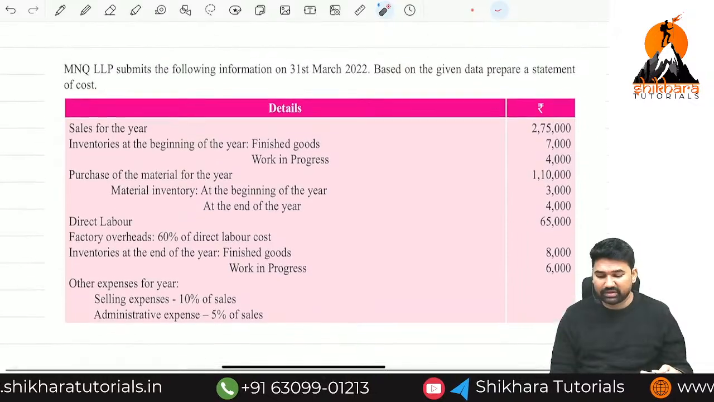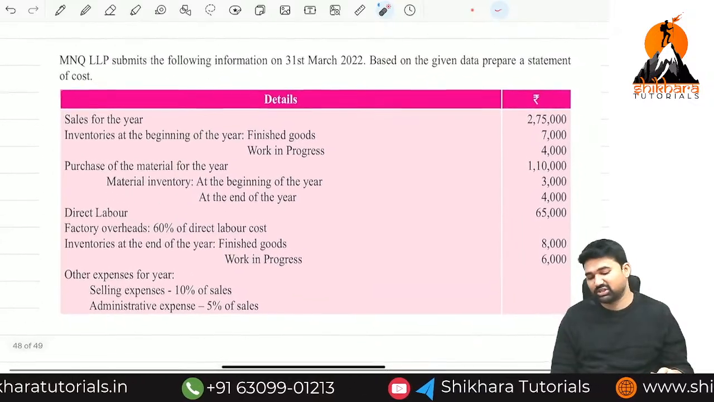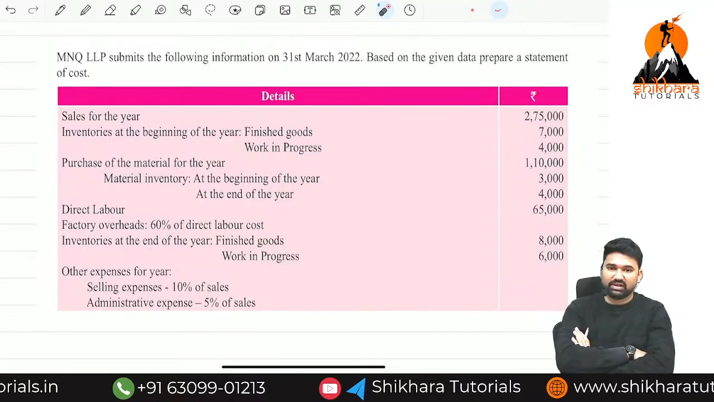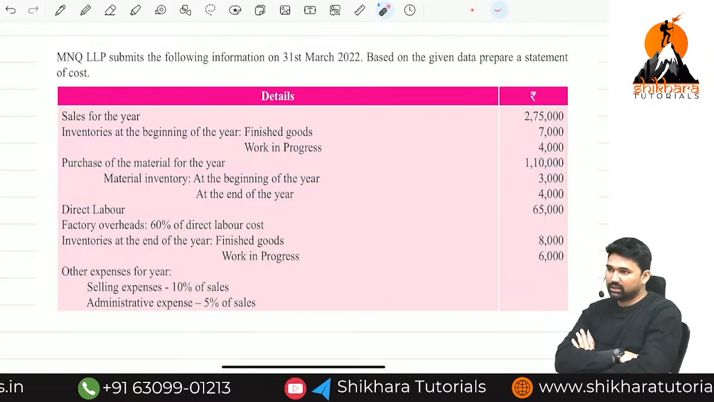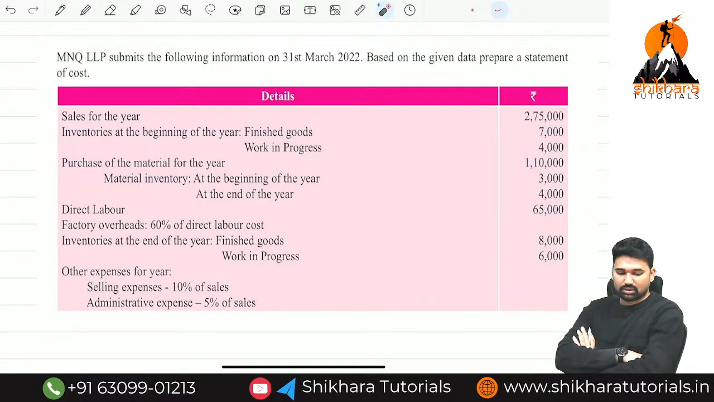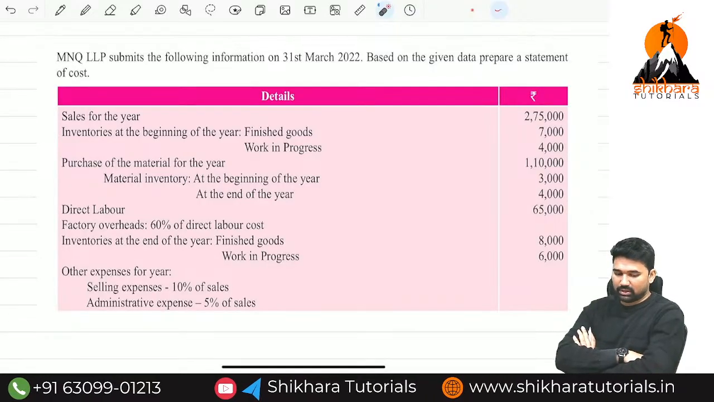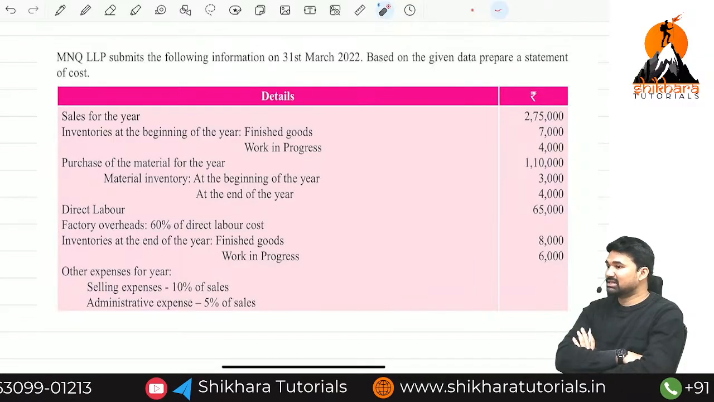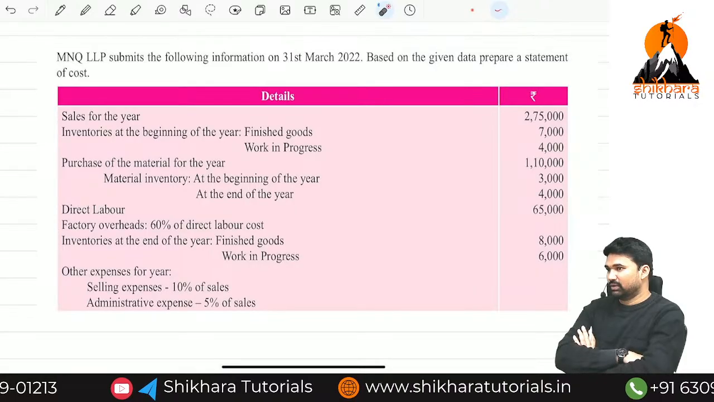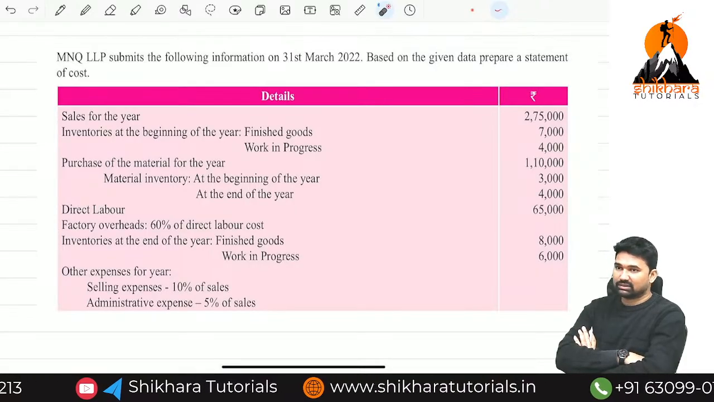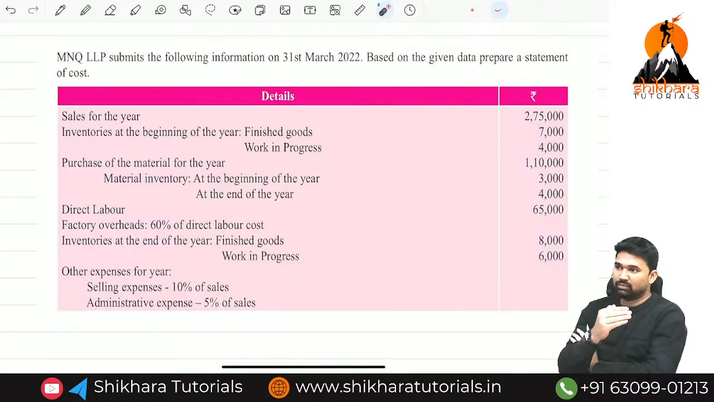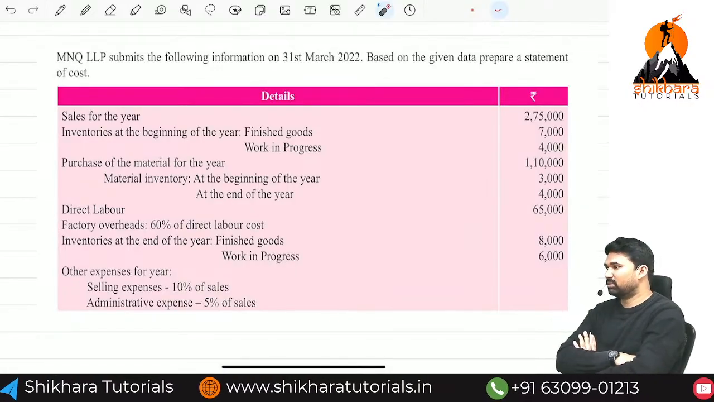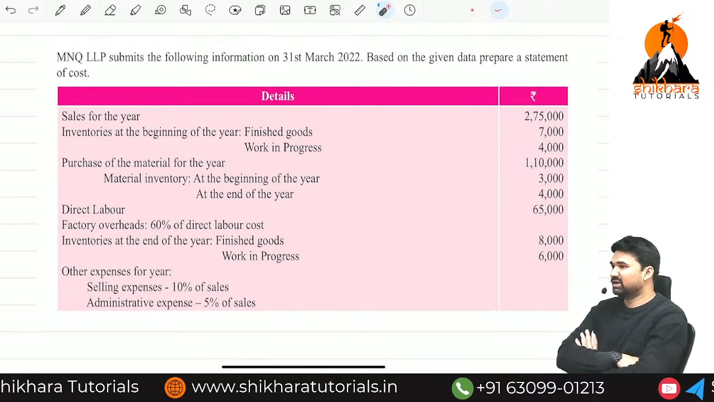So let's quickly solve a problem with respect to the cost sheet. This is the problem which is given in your ICMA board material. So let's start solving the problem. First of all, solving of problems begins with understanding the problem. Irrespective of the content, you have to give a brief reading of the problem first. Then only you will be able to understand what kind of data he has given.